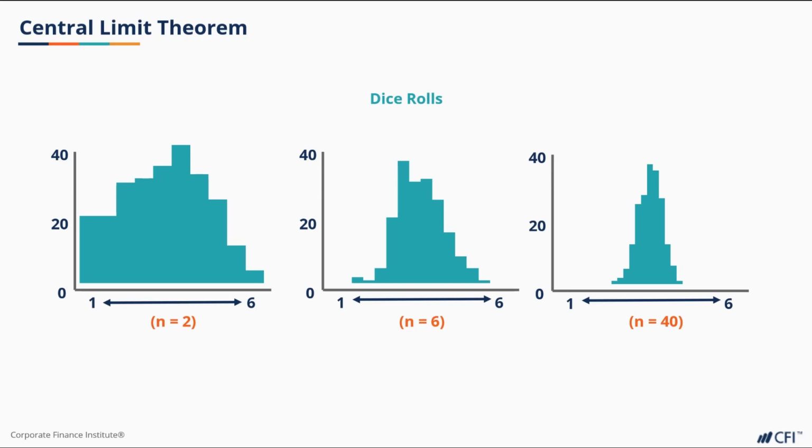This makes sense if you consider the law of large numbers. As the size of our samples increase, their mean tends towards the mean of the population.